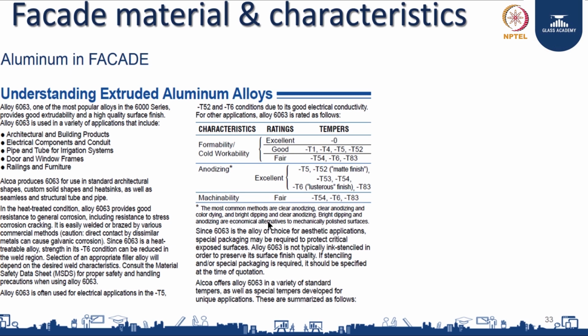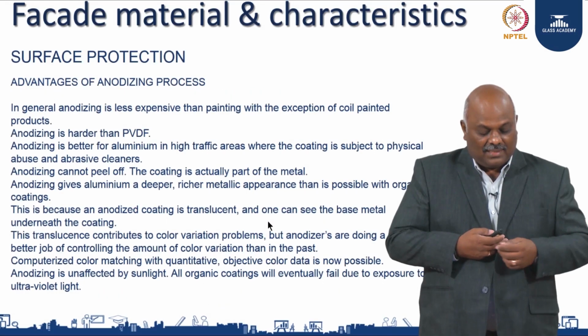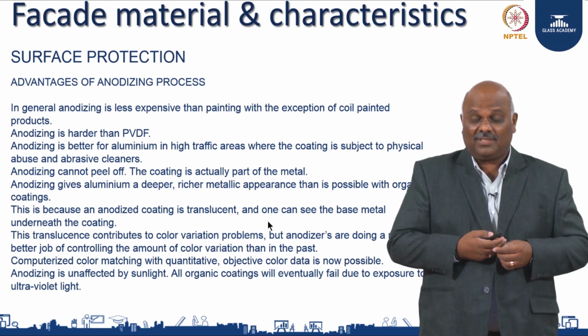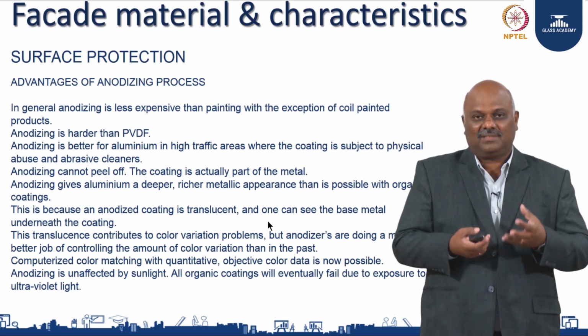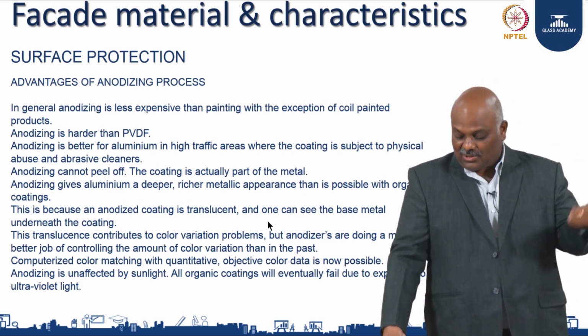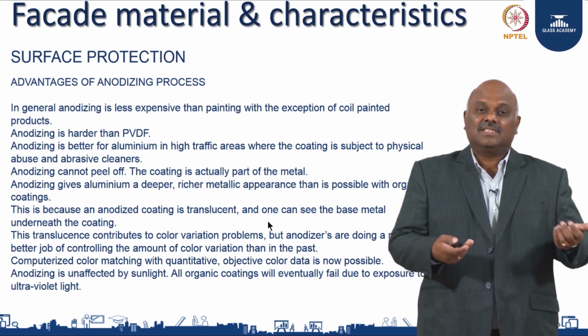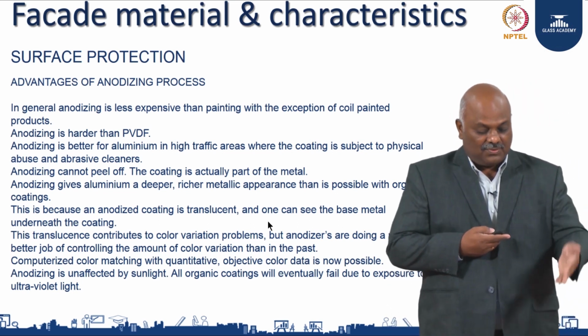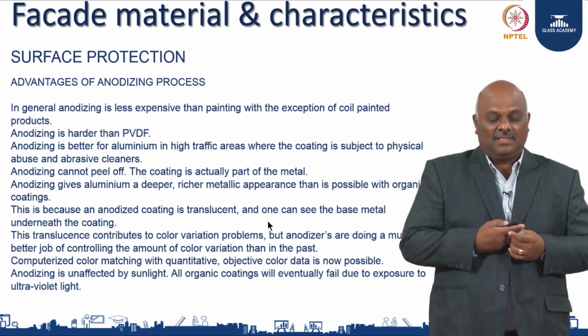So it can be done in any form. As I said, it can be extruded, it can be cast, but aluminum is there for us to use as an element. In general, surface protection: now we are talking about how you protect the surface of aluminum. Yes, we have a choice of aluminum as a material, but you have to protect it. There are various forms of protection available.